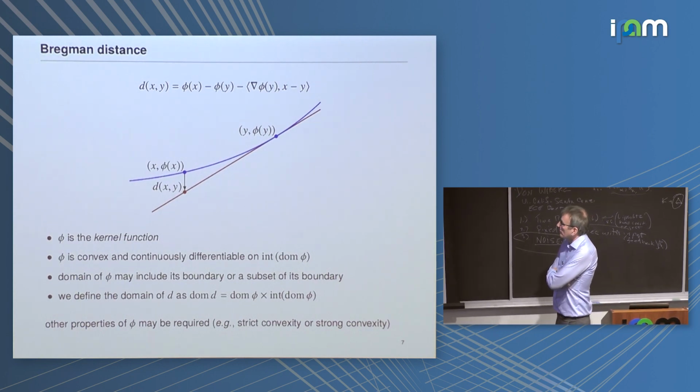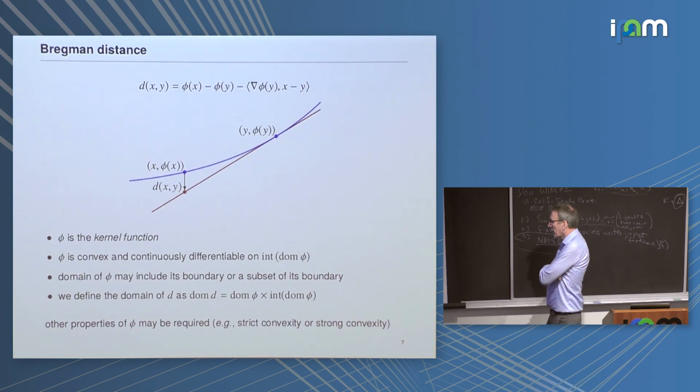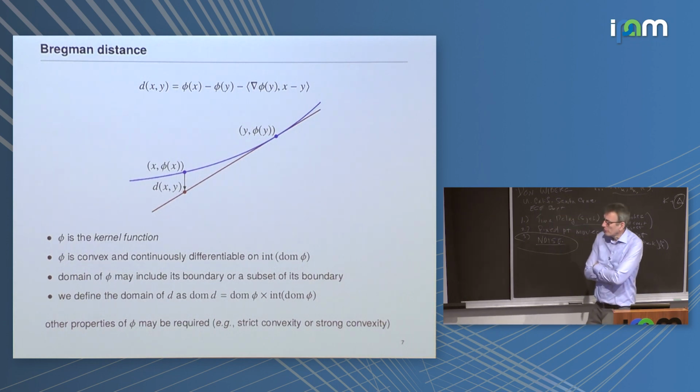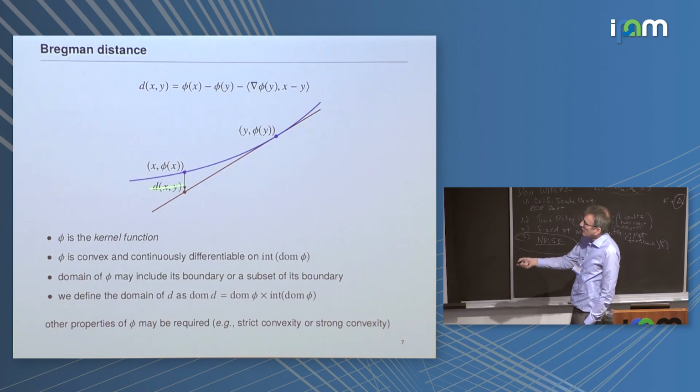So phi has to be convex, differentiable, because you need the gradient. And in practice, depending on the algorithms and the type of convergence result you're interested in, you may have, of course, to impose other conditions, like strict convexity or even strong convexity. But the most important ones are certainly differentiability and convexity for the definition.